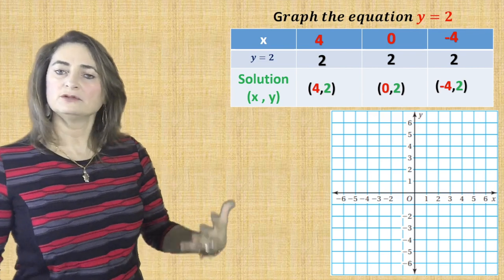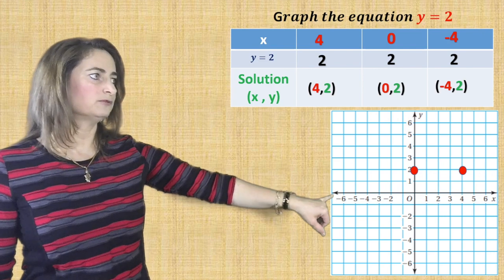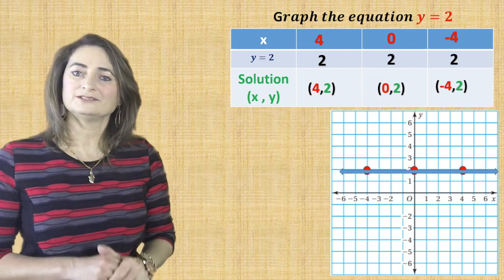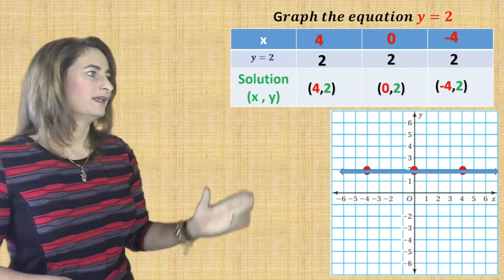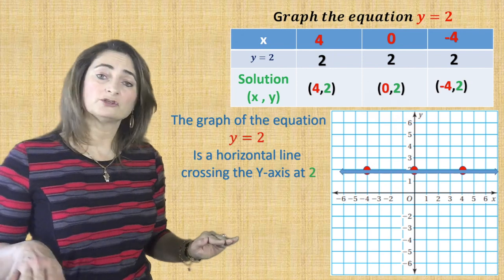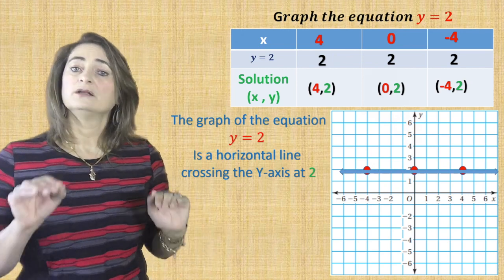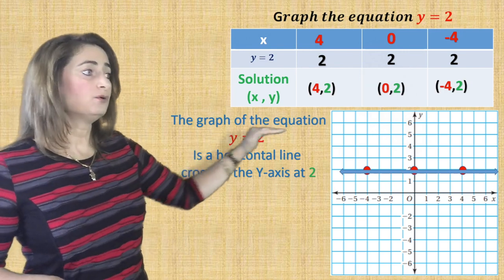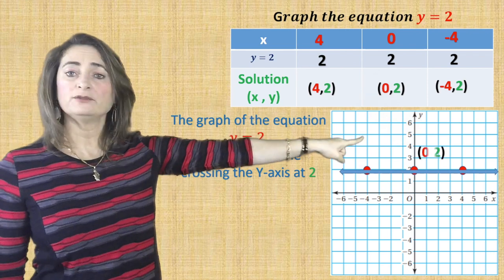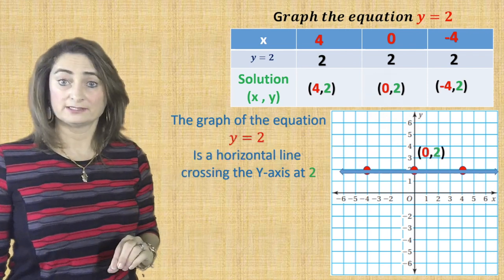Now let's plot them. Take those solutions and put them on the graph. The first one is 4, 2, the second one is 0, 2, and the last one, negative 4, 2. Put a line through it. Did you notice something? The graph of the equation y equals 2 is a horizontal line crossing the y-axis at 2. So look at the y-axis, find 2, and watch how the horizontal line crossed the y-axis right at the point 0, 2. So x has to be 0 for it to cross the y-axis.